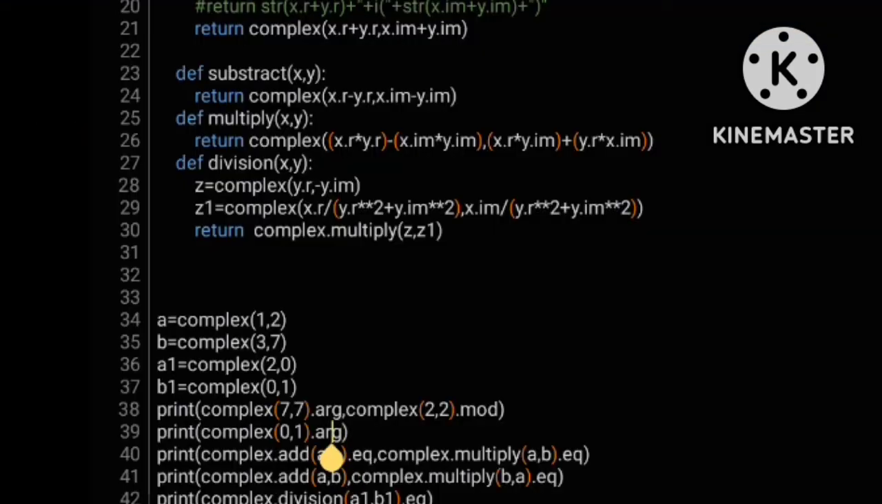Also remember to note that the values we are getting, the results, are in radians. So if you are calculating in degrees, remember to convert them into radians.